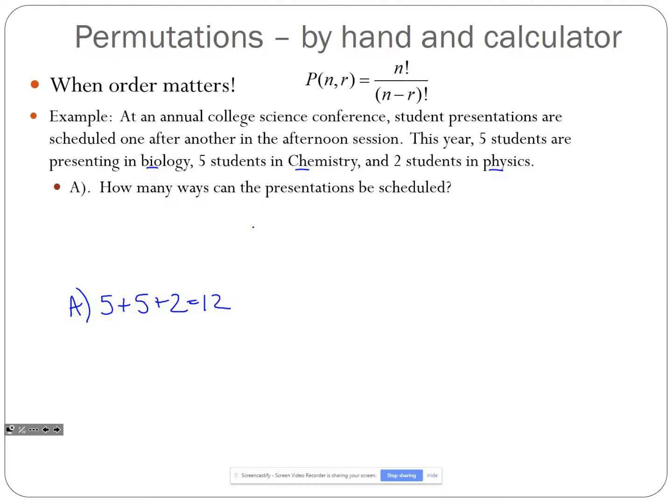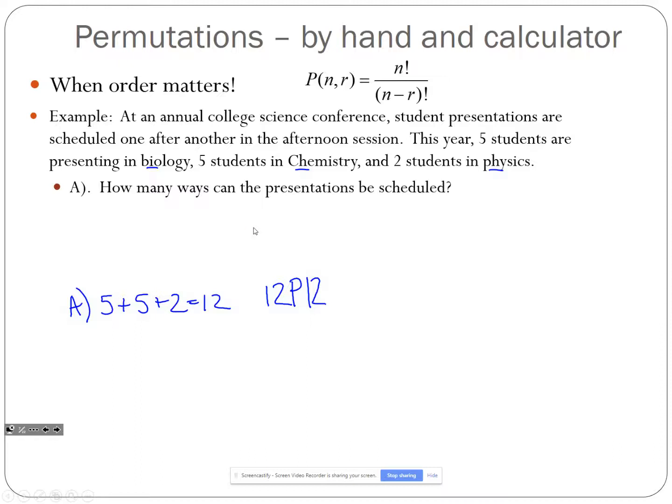Well, the order of the presentation matters. One chemistry student is different than a different chemistry student. So we are going to use permutation. 12 people are presenting, 12 are available, and 12 are presenting. So here is how we would solve it.